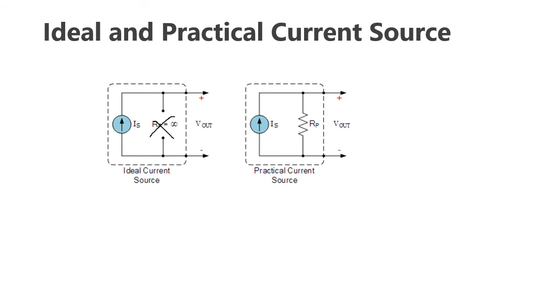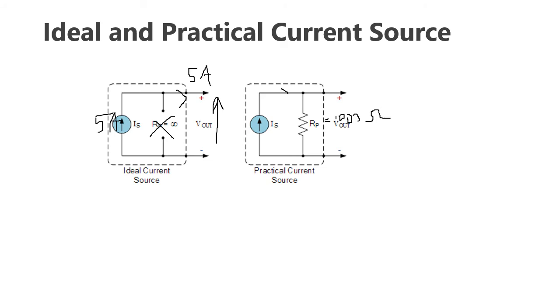So the total value of the current will flow through this terminal point. So the total 5 ampere will pass through this terminal point. But in the practical current source, if there is some value, for an example I am considering RP as 1000 ohm, then of the current coming from this current source, the IS, some small amount of current will pass through this path and the resultant current will be decreased.